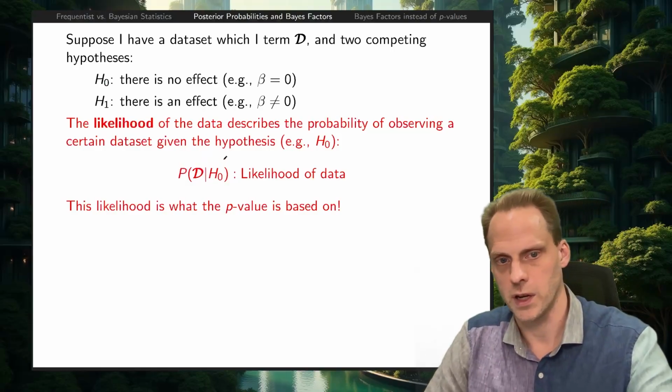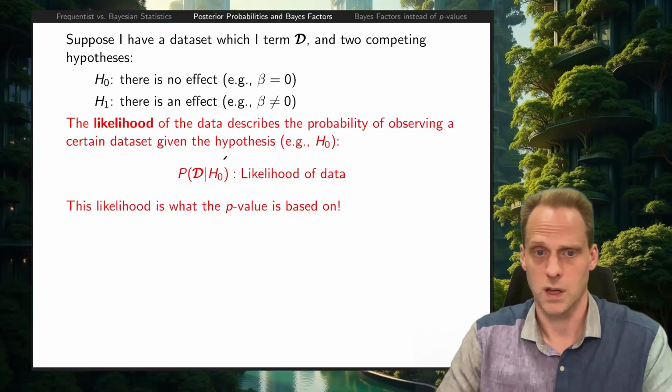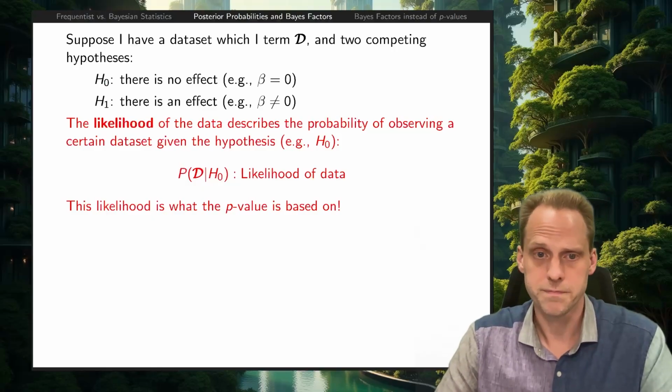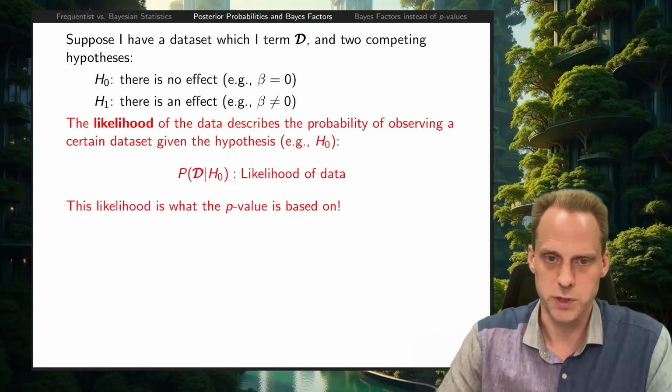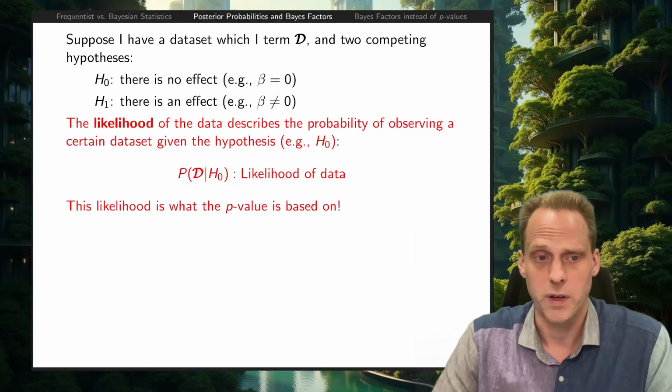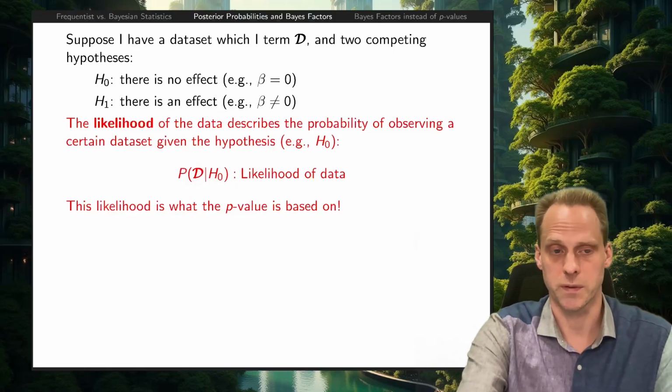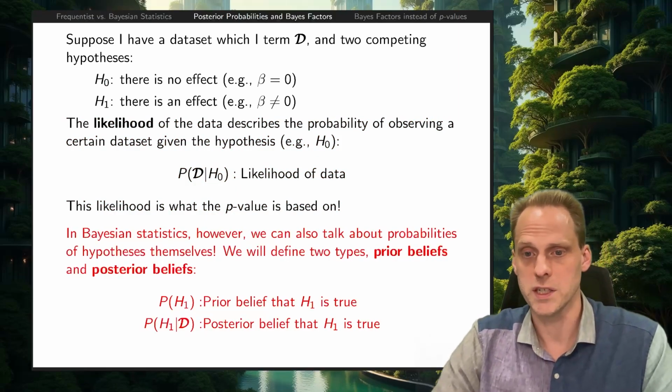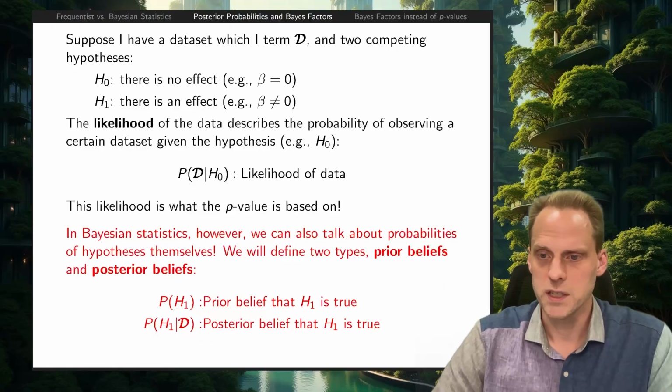We can define this using our model, or using our distributions, and we can get a p-value out there. So this is what we did so far. In Bayesian statistics, Bayesians can actually talk about probabilities of the hypotheses themselves.